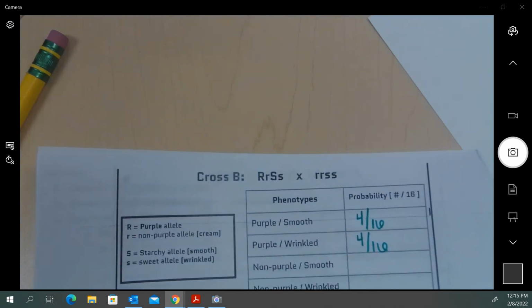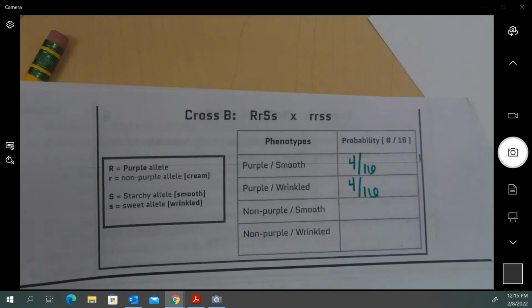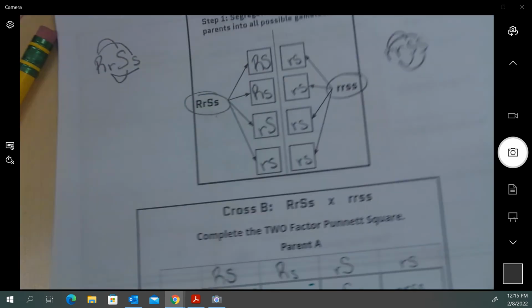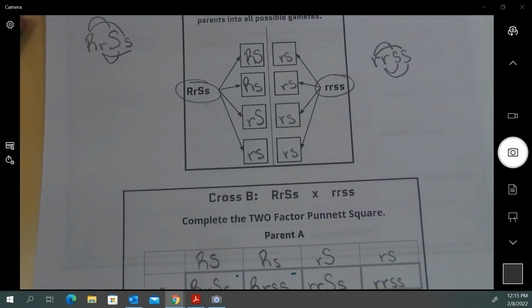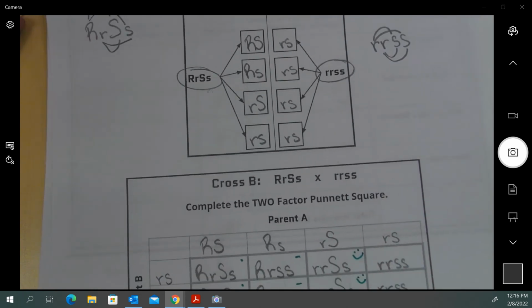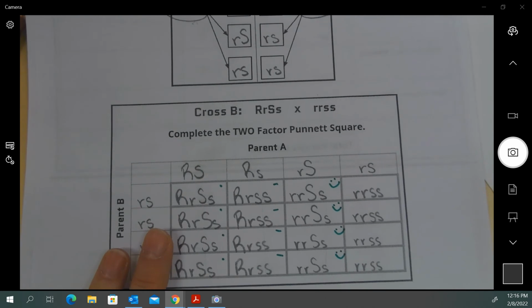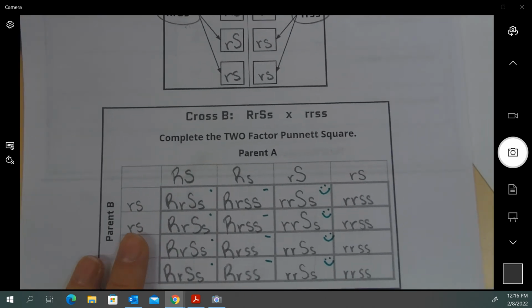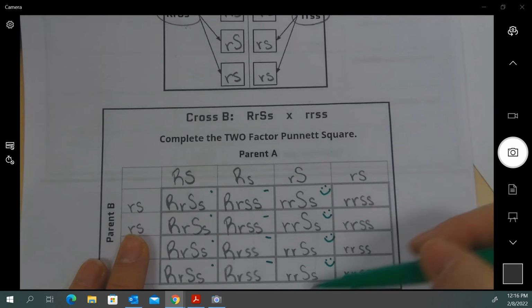Next, we're looking for non-purple and smooth. This is going to be lowercase r's, but capital S's. Looking for that, I have my lowercase r's here and a capital S in this column. I'm going to put a smiley face in all of these to know that I counted these 4. So these are my non-purple and smooth phenotypes in this column. So I've got 4 out of 16 being non-purple and smooth.